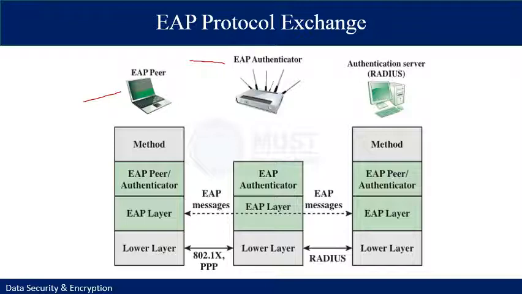And the third component is the authentication server itself, a server computer that negotiates the use of a specific EAP method with an EAP peer, validates the EAP peer's credentials, and authorizes the access to the network. Typically, the authentication server is a Remote Authentication Dial-In User Service, which is pronounced as RADIUS in short.